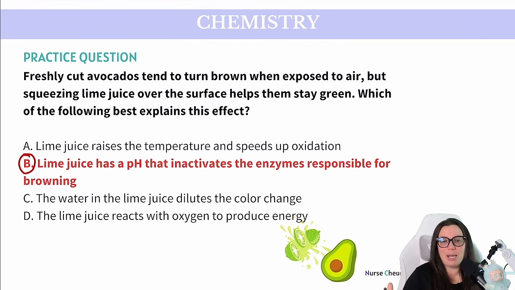Then we have A. Lime juice raises the temperature, speeding up oxidation. Lime juice has nothing to do with temperature change. It is due to oxidation when it comes to browning. So lime juice does not heat up our fruit, making A the incorrect answer. Then we have C. The water in the lime juice dilutes the color change. While moisture is present, it's actually the acidity, not the actual water content, that's going to block the browning.